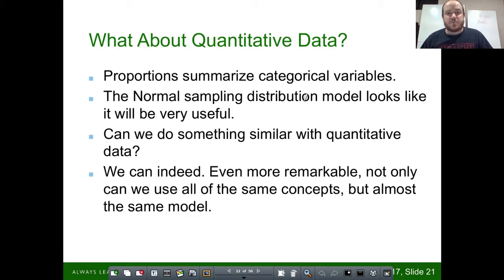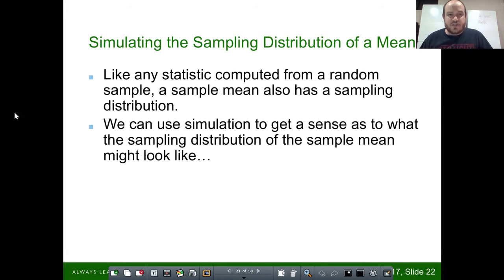The normal sampling distribution model looks like it will be very useful because it's going to be used here as well. And it says, we can indeed use something like this. Even more remarkable, not only can we use all the same concepts, but it's almost the exact same model, which means we're going to be seeing a lot more of our normal curve. So, simulating the sampling distribution of a mean.